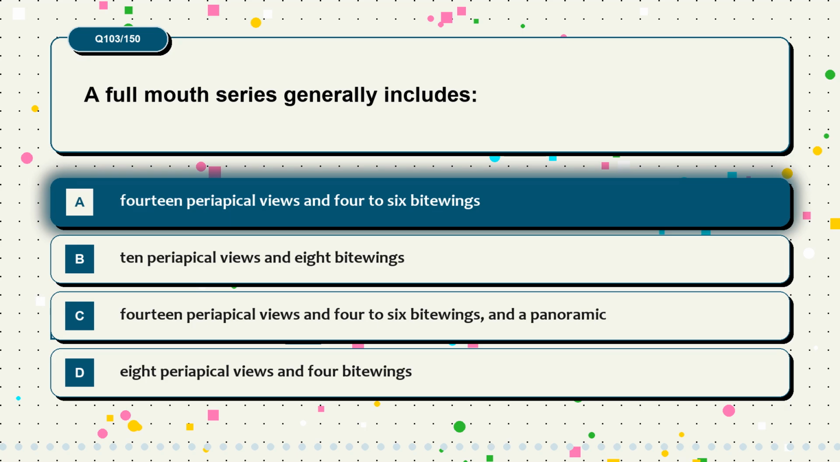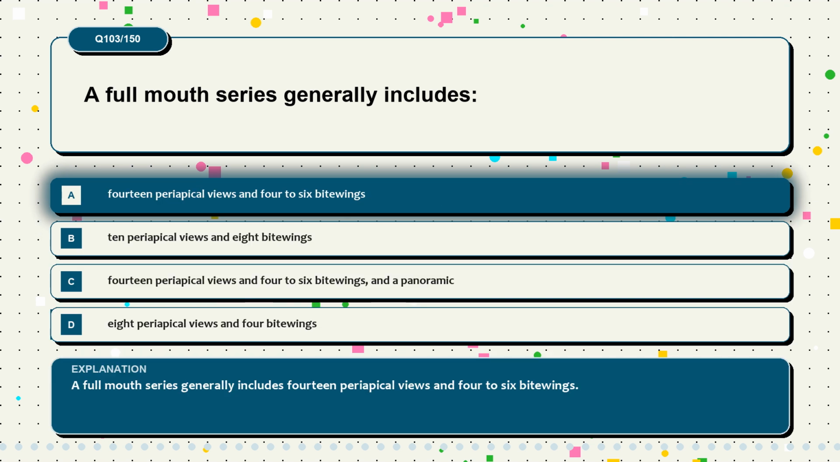The correct answer is option A, 14 periapical views and 4 to 6 bitewings. A full mouth series generally includes 14 periapical views and 4 to 6 bitewings.